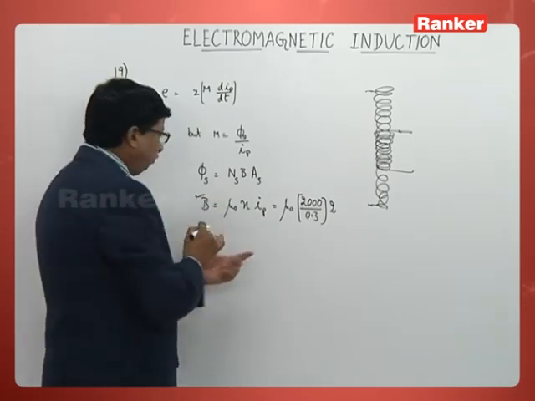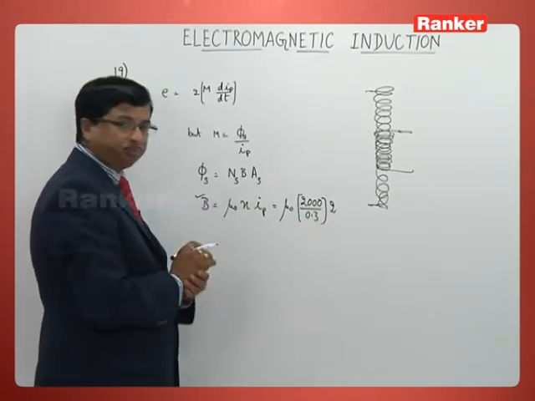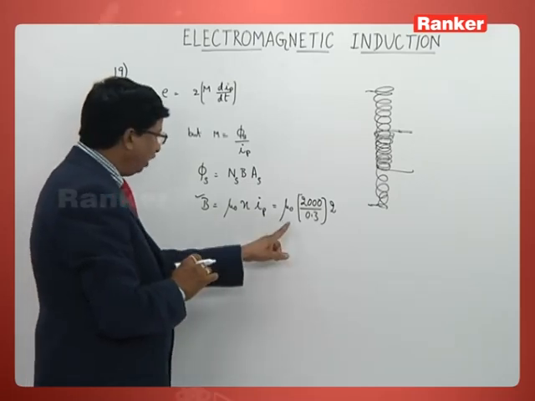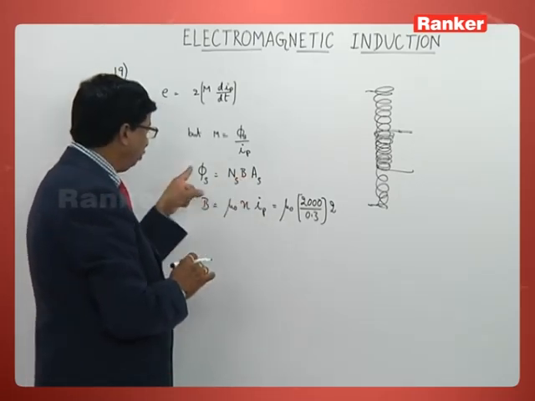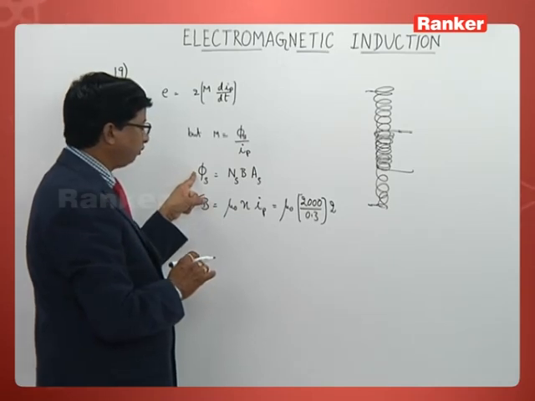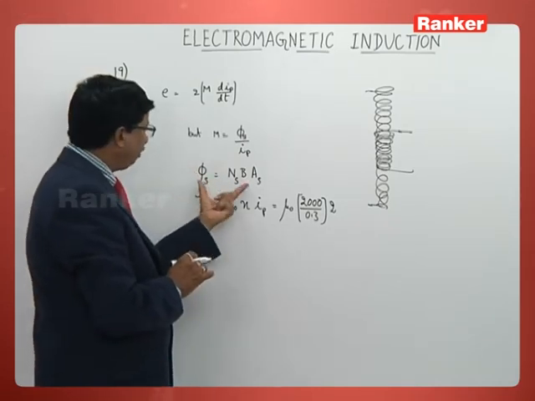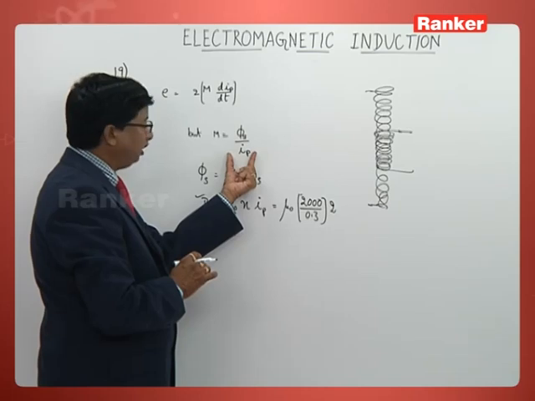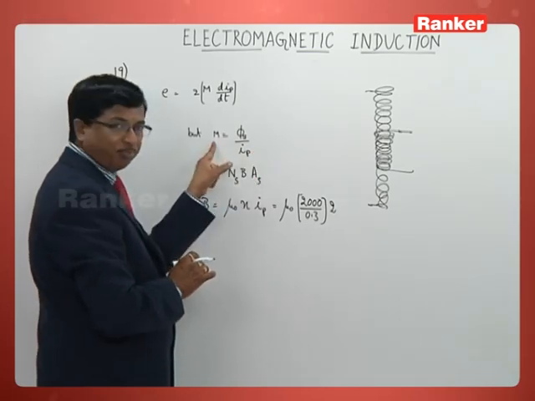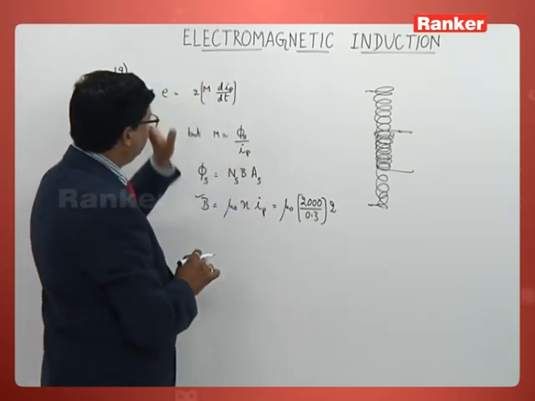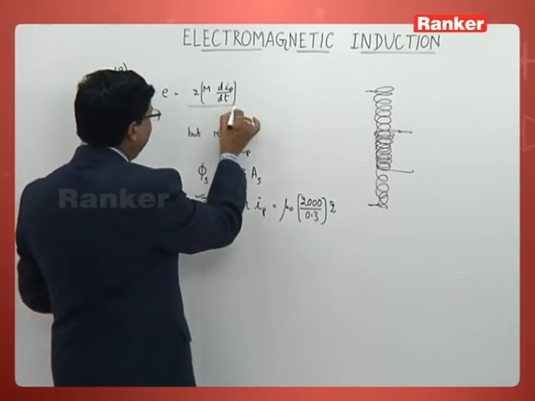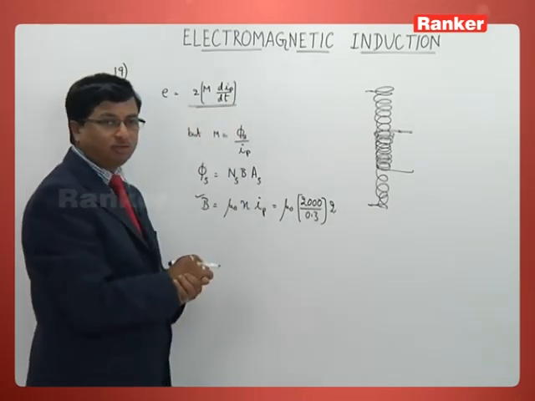You calculate first of all the value of B. That value you substitute here, and you will get the value of phi s. That value you substitute here once again, and you will get M. Then you substitute that value of M over here to calculate the value of induced EMF.